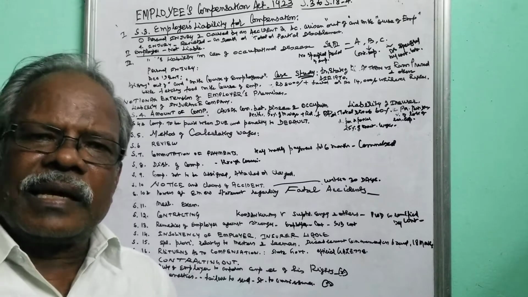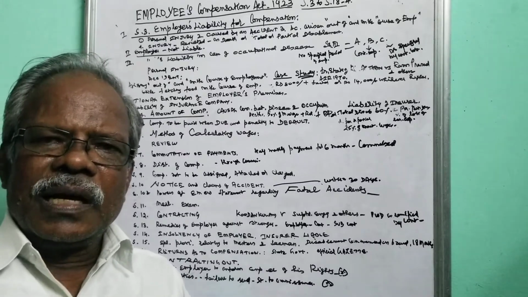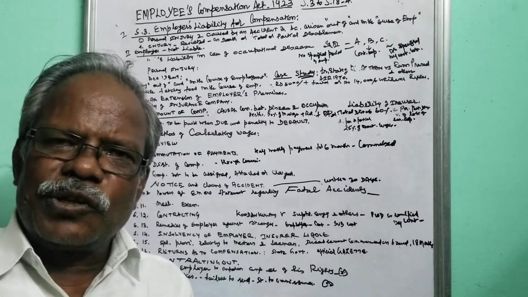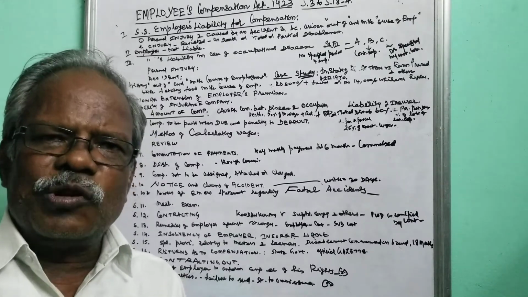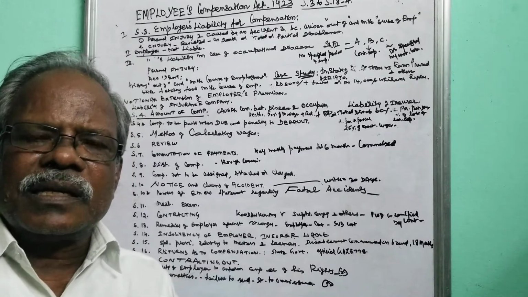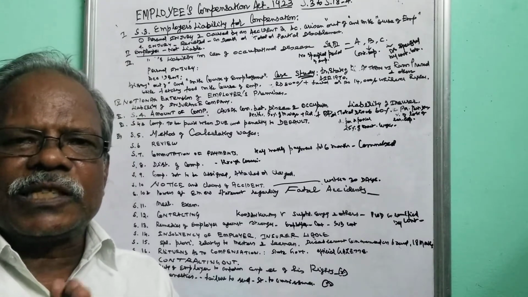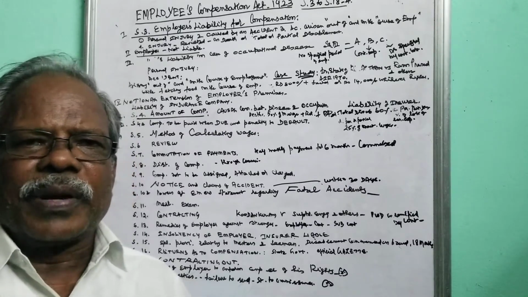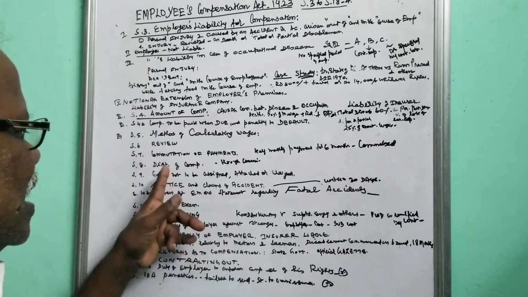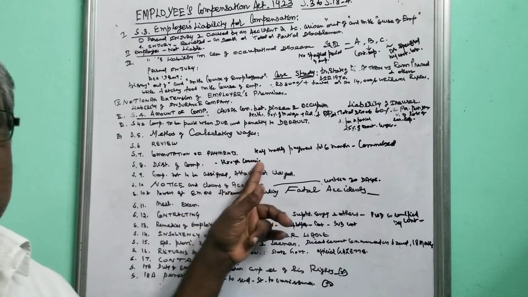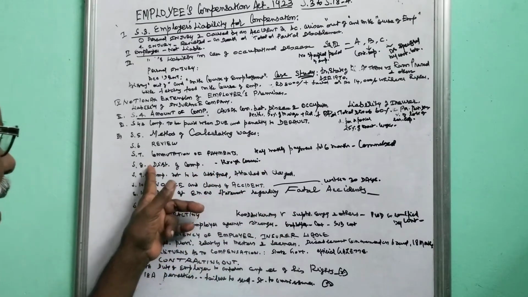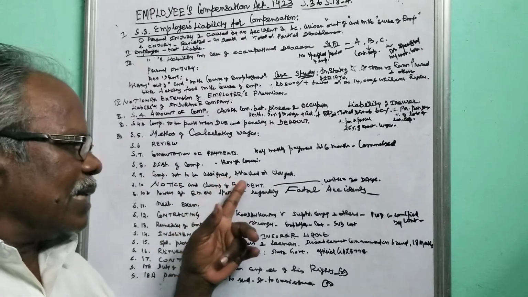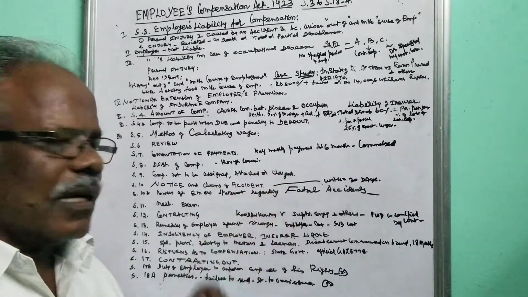Whenever the employer accepts the compensation, it has to be paid to the employee, and the amount fixed by the commissioner has to be deposited with the commissioner, and through the commissioner it has to reach the employee. That is called distribution of compensation through commissioner. That is section 8. Section 9 says compensation not to be assigned, attached or charged.